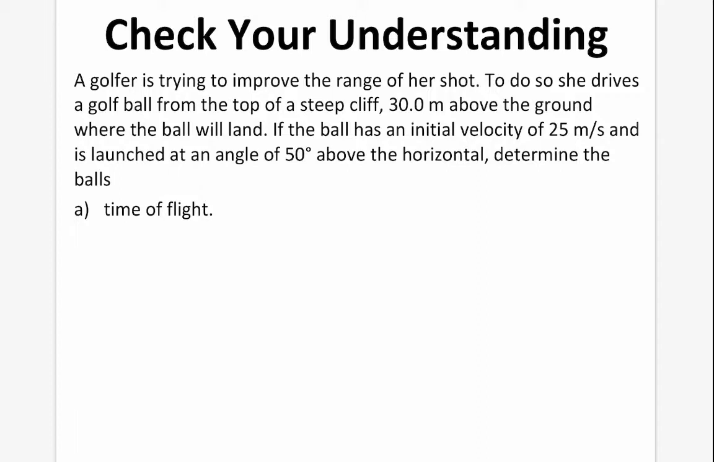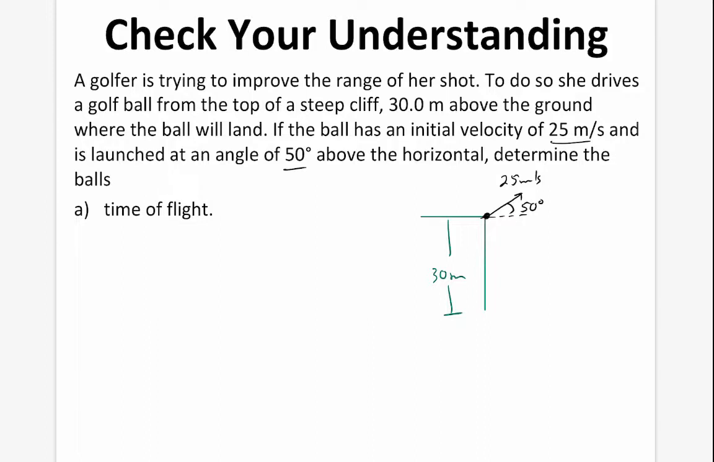Check your understanding. A golfer is trying to improve the range of her shot. To do so, she drives a golf ball from the top of a steep cliff 30 meters above the ground where the ball will land. So let's draw that out first. So we've got our cliff, and we're going to take our ball and shoot it from right here. We're going to fire it at 25 meters per second at an angle of 50 degrees, as the rest of the question states. Now the height of this cliff, as it says, is 30 meters above where the ball is going to land.